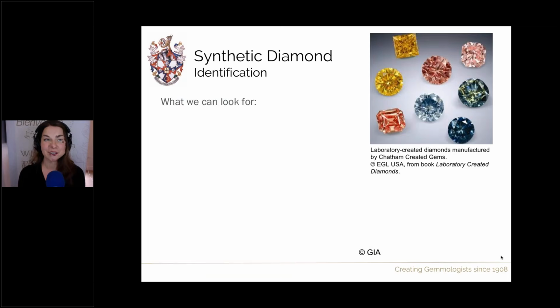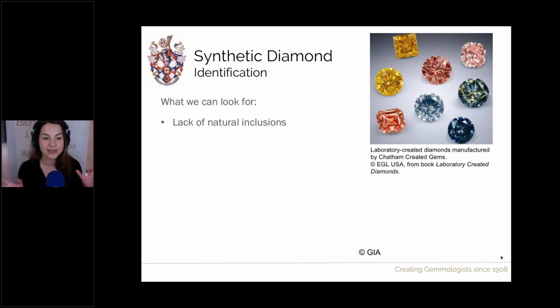So how can we identify synthetic diamonds? Well, there are a few things that we can do as basic gemologists, and then we might have to also consult a lab for some help. But what we can look for, first of all, is that lack of natural inclusions and lack of natural features.